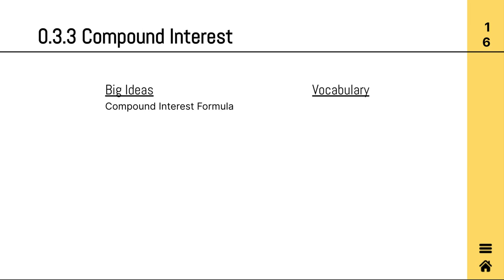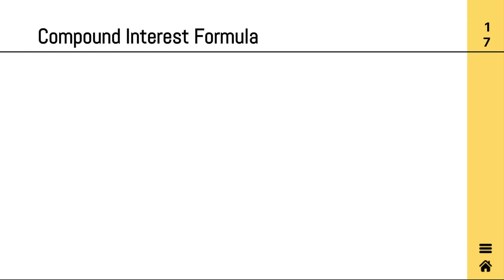0.3.3, we're talking about compound interest. One big idea here, it's going to be the compound interest formula. No new vocabulary terms in this particular section. So let's go ahead and get moving. We're going to talk first about the compound interest formula.